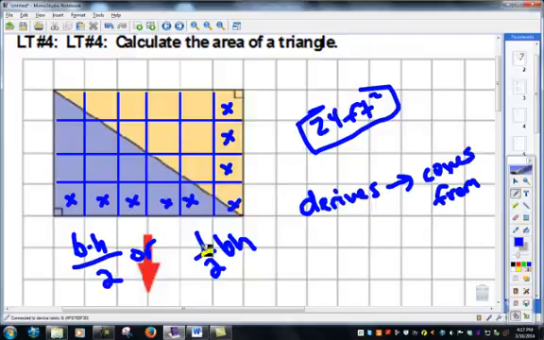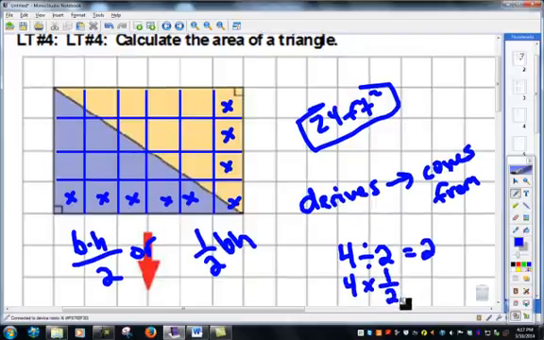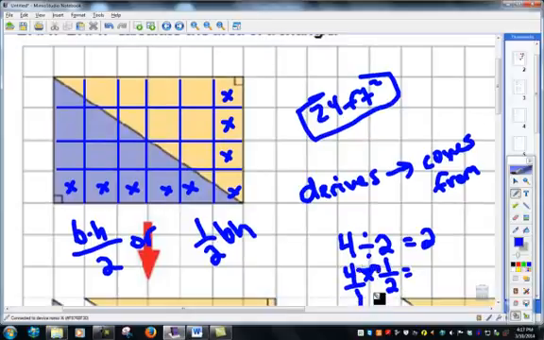You guys know that dividing by 2 is the same as multiplying by half. Remember, if I did 4 divided by 2, it's 2. And we all know that division is just multiplication by the divisor's, the second number's, reciprocal, which is 1/2. 4 times 1 is 4. 1 times 2 is 2. We know that 4 divided by 2 is 2. So multiplying by half is the same as dividing by 2. Okay, it's the same thing.